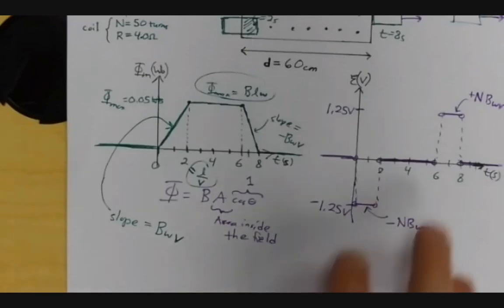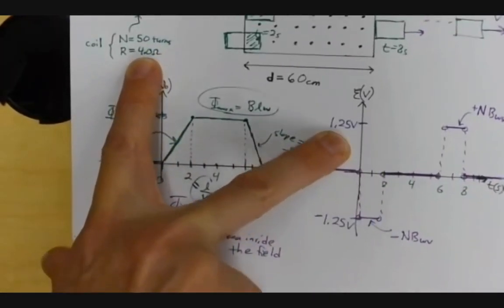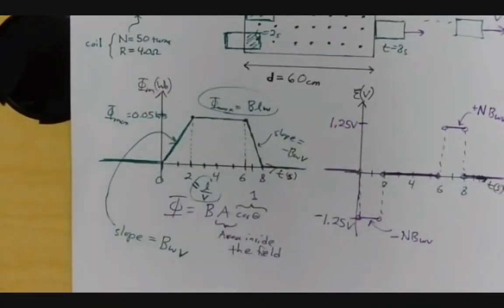If we took this and divided by 4 ohms, we'd have a current. So we could now turn this into a current. What if the question had asked for the induced voltage? It's positive or negative 1.25 volts. Basically, it's 1.25 volts. What if it asked for the induced current? Well, we'll just divide by resistance.